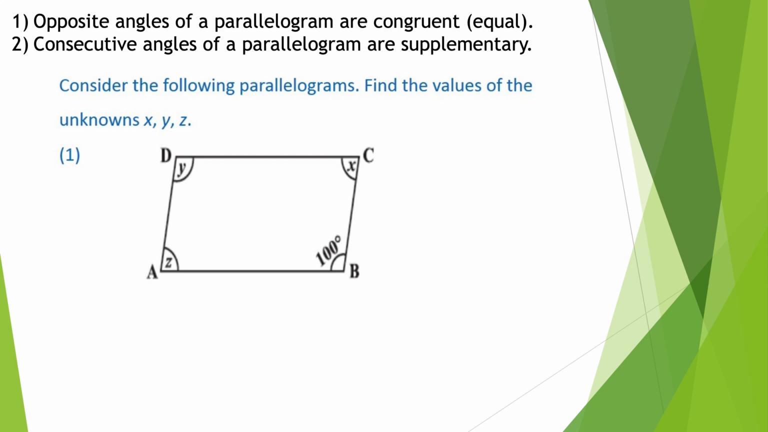Okay, so again, opposite angles are congruent, so angle Y will also be 100. And consecutive angles, the angles that are next to each other, have to add up to 180. So that's 80. And then because A and B are next to each other, A has to be 80, or Z, since it's directly across from angle X or C, also has to be 80.